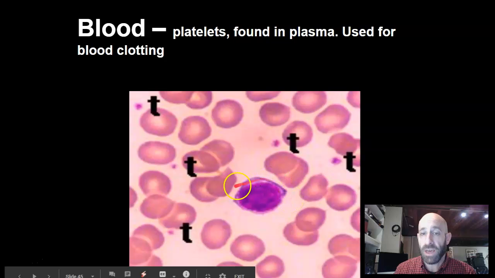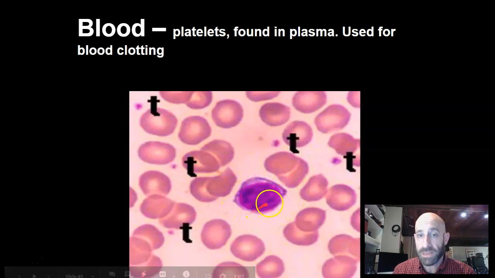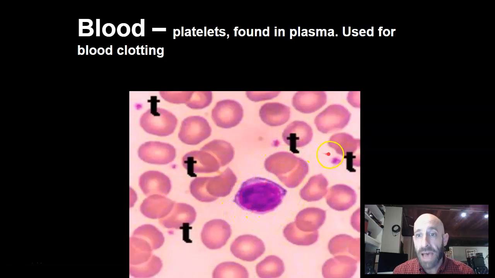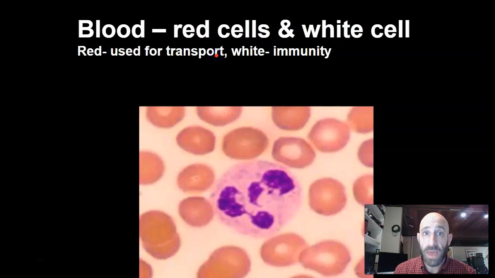That's actually, I can tell that's a lymphocyte based on the size of the nucleus. And then these little dots are platelets. So blood is made up of three types of cells. The platelets are going to be found in there. And also there's going to be red blood cells, which are used to transport oxygen, and white blood cells, which are used for immunity. So under cells for blood, red blood cells are going to be for transport of gases, white blood cells are going to be for immunity, and then platelets are going to be for blood clotting and protection.